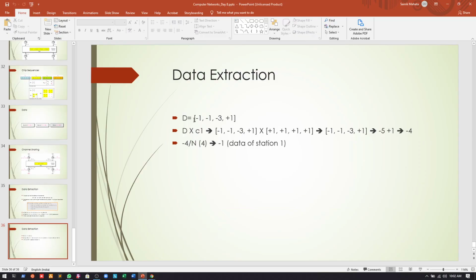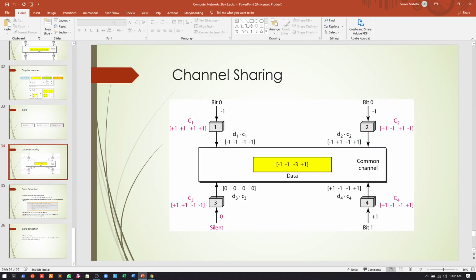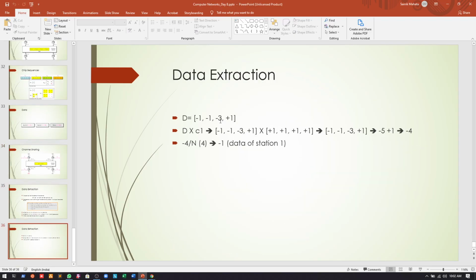So again, if d in the previous scenario, in this case, is minus 1, minus 3 and plus 1, and if we multiply this with c1, the code of the first station, which is plus 1, plus 1, plus 1 and plus 1, we will actually get minus 1, minus 3 and plus 1. If I add this all up, it will be minus 5 plus 1, which is equal to minus 4, right? And if I divide this minus 4 by the number of stations, which is 4, we will get minus 1.